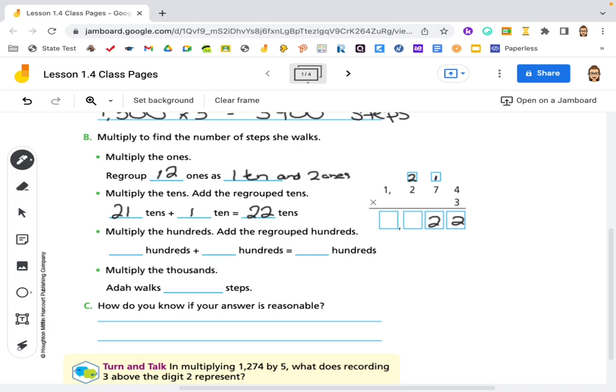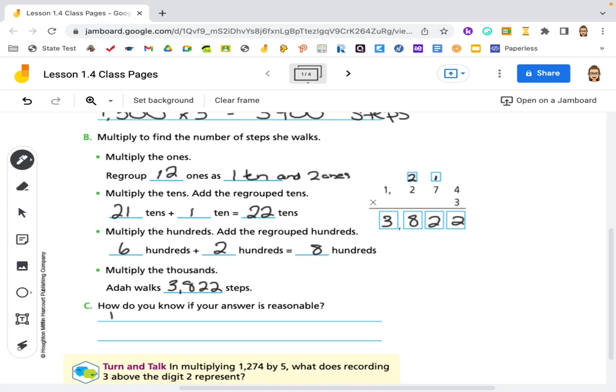Then we multiply the hundreds. So we do 3 times 2 is 6. Plus the 2 gives us 8 hundreds. And then we multiply the thousands. So we do 3 times 1, which is 3. So then we know that Ada walks 3,822 steps. Then it says, how do you know if your answer is reasonable?